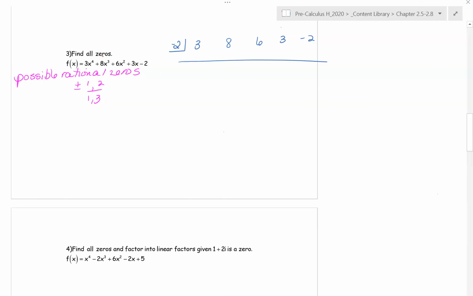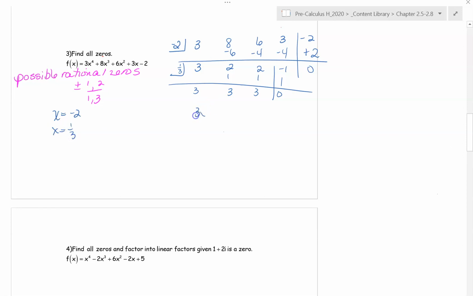But again, let's go ahead and start with negative 2, pause the video, and when you're done, go ahead and synthetically divide out the 1/3. All right, so we know that there were zeros x equals negative 2, x equals 1/3, so we're left with 3x squared plus 3x plus 3 equals 0. If we could divide everything by 3. And we're not able to factor this, so we need the quadratic formula.